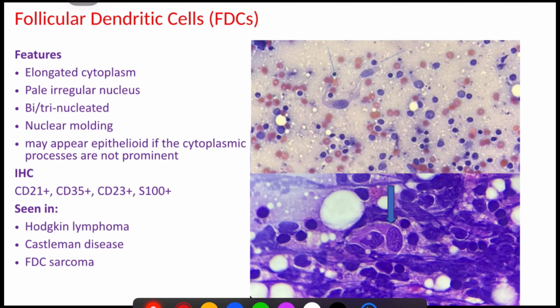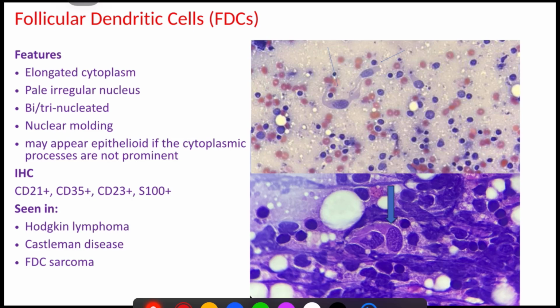Now, what are follicular dendritic cells? These are very important cells because they are antigen presenting cells. They present the antigen, captured in their cytoplasmic processes, to B cells, and along with the cytokine production from these FDCs, they form a germinal center. This is the actual pathway of B and T cell activation for the immunological response.